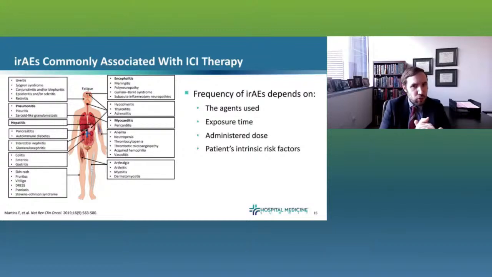So the combination is really when we see the worst, or the term we use is dual checkpoint blockade if you're wanting to get fancy. Exposure time, yeah, that is something to take into consideration as well.